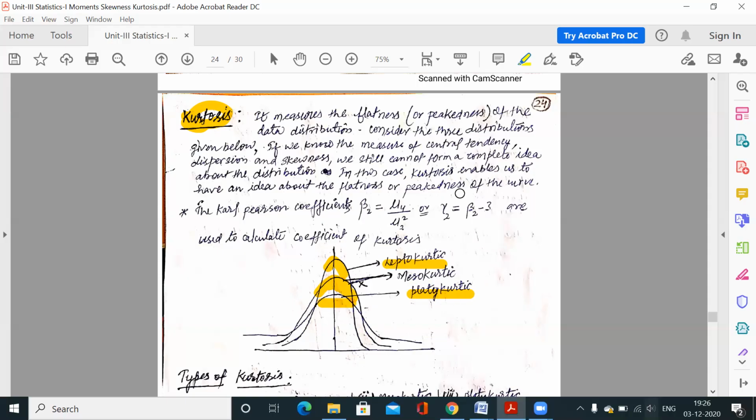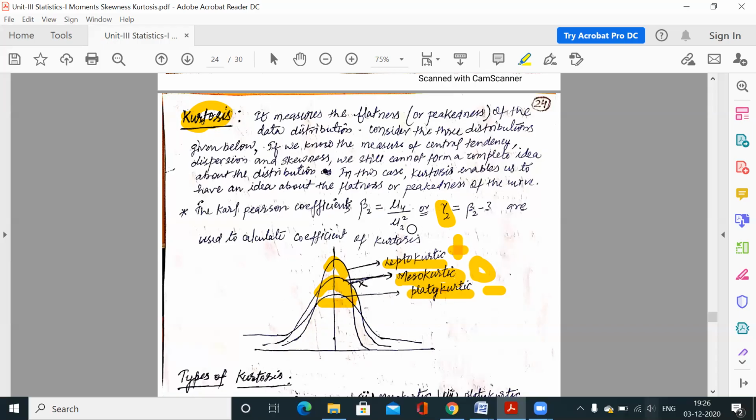Now how to decide whether the kurtosis is normal in shape, or more peak than the normal, or less peak than the normal? We have a formula, and using it we decide whether the curve is more peak, less peak, or normal in shape. If it is normal in shape, we say the curve is mesokurtic. So for this kurtosis is 0, for this kurtosis is positive, and for this kurtosis is negative. These are the properties.